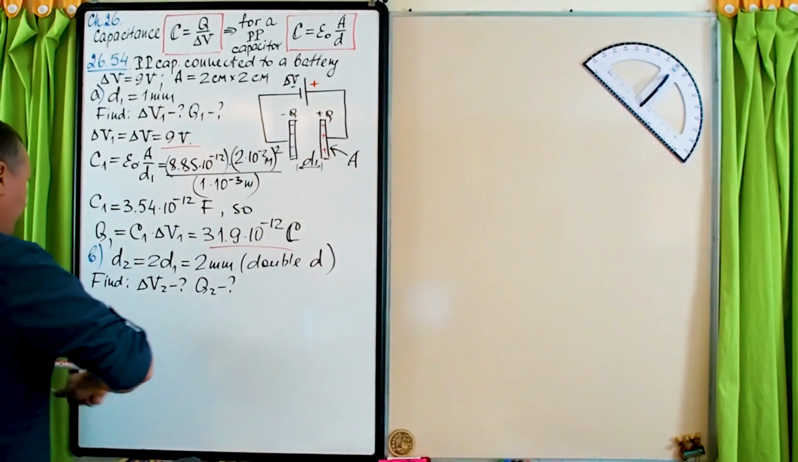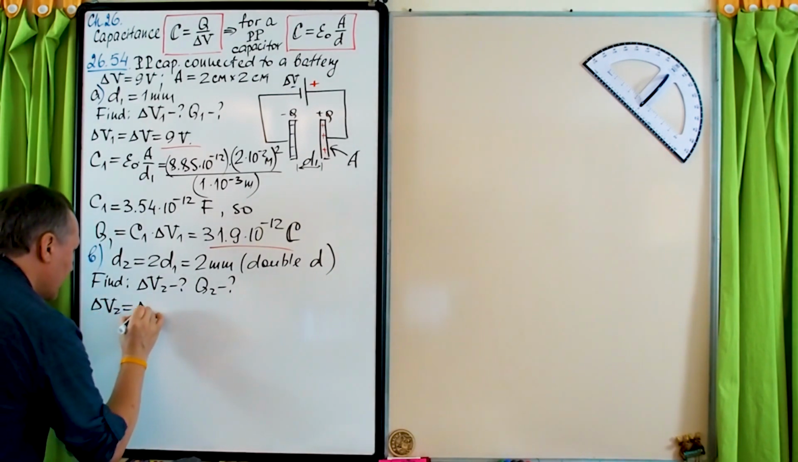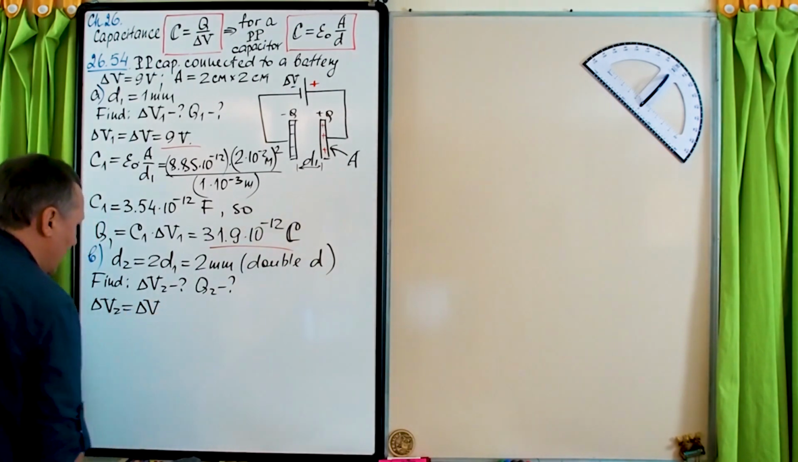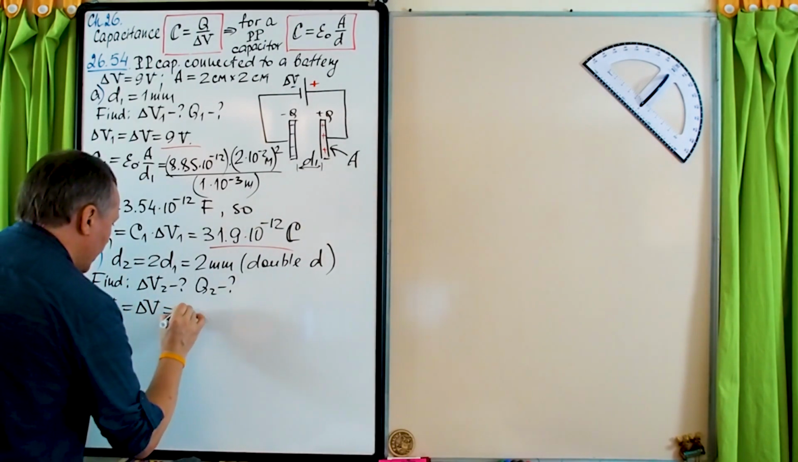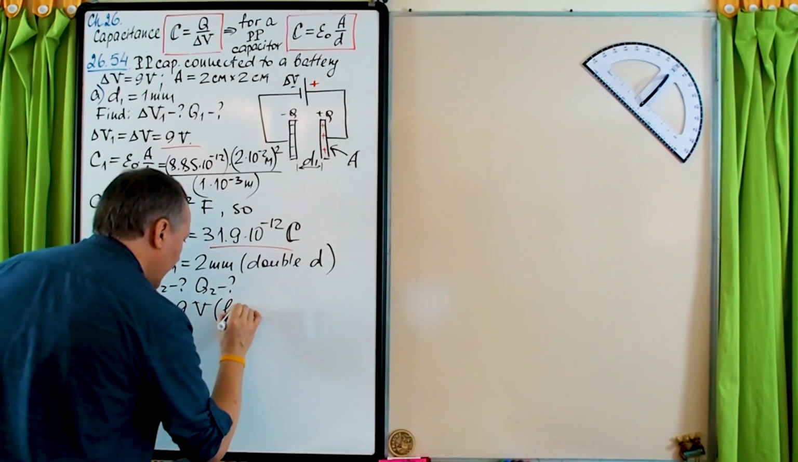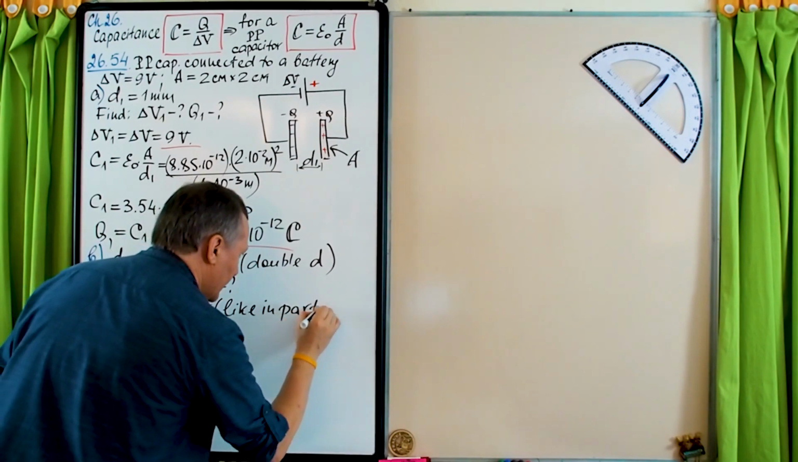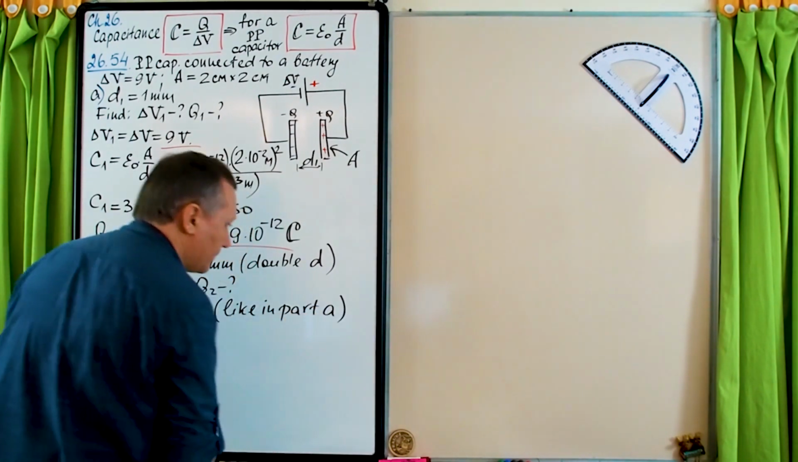All right, so let me write. Delta V2 equals delta V and equals 9 volts. Like in part A, the same justifications.